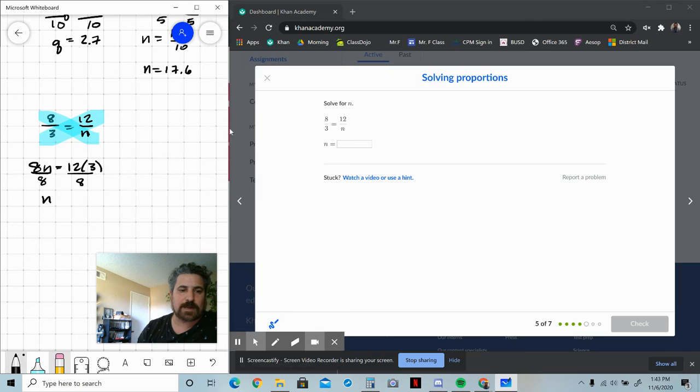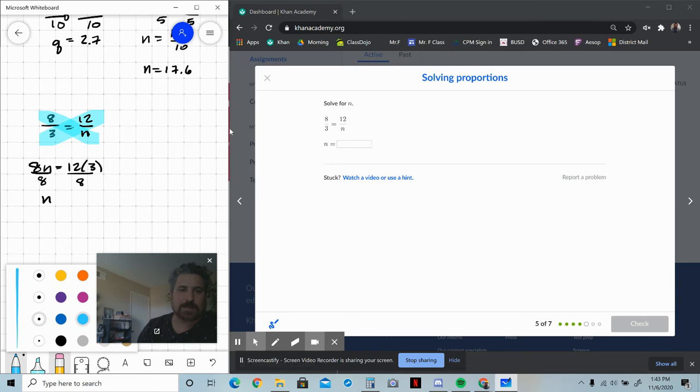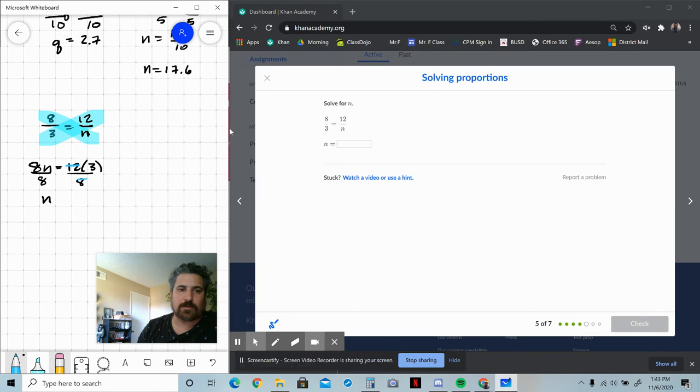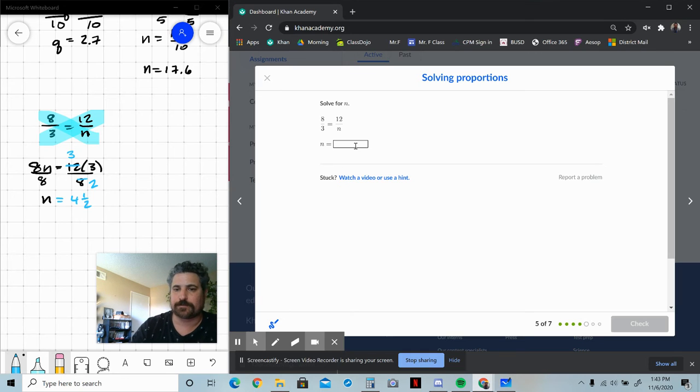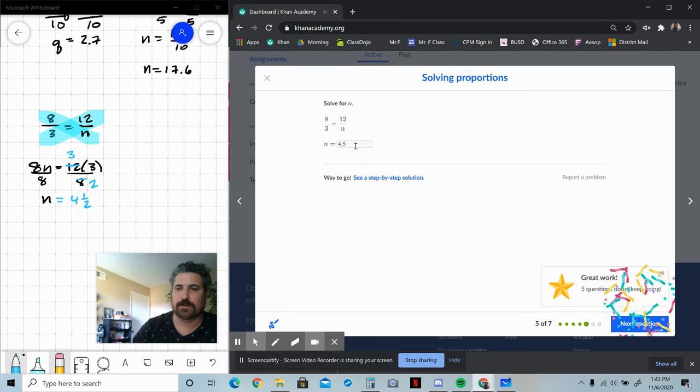And then the advantage of that is now that I can simplify this, right? I can say that 12 and 8 are both compatible with 4. 4 goes into 8 twice. 4 goes into 12 3 times. And now it becomes exactly what I talked about before. 3 times 3 is 9 all over 2. 9 over 2 is 4.5. So the answer there is going to be 4 and 1/2. Or 4.5. Same thing.